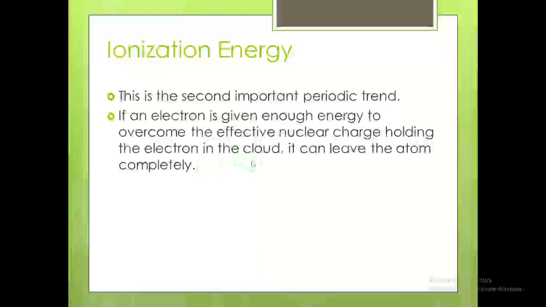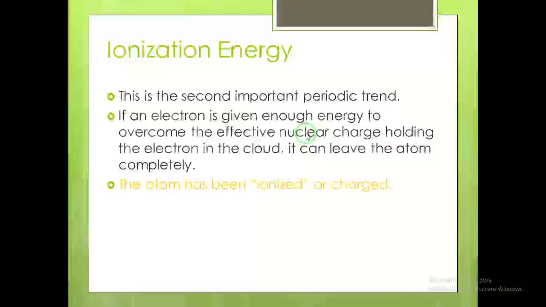If an electron is given enough energy to overcome the effective nuclear charge, it can leave the atom completely. So an electron can leave the shell of the atom, and the outermost electron will be the one that has the highest tendency to leave. So the amount of energy that activates that electron to leave the atom is what we also call the ionization energy.